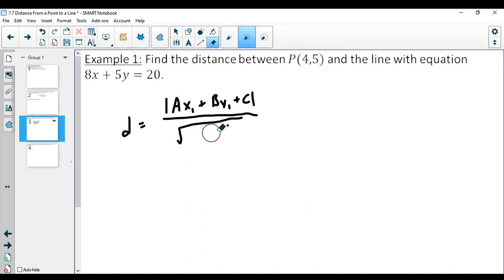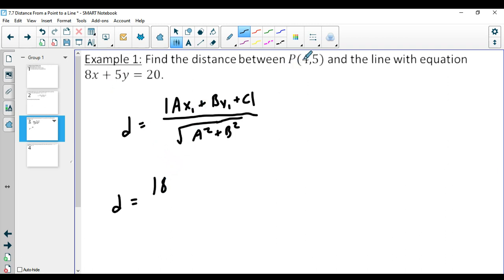I just wanted to rewrite this: a squared plus b squared. So that's what we're using, and we just have to fill it in. We know a is 8. We know x1, our point, is up here with this point at 4. Plus b is 5 times y1, which is 5.